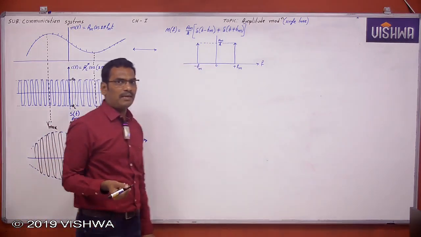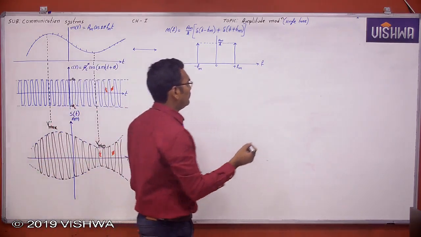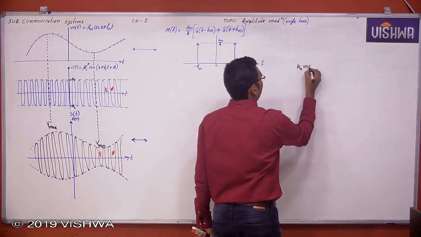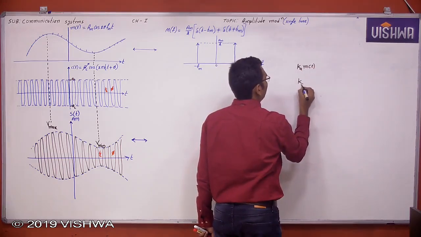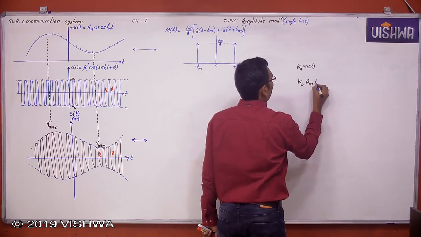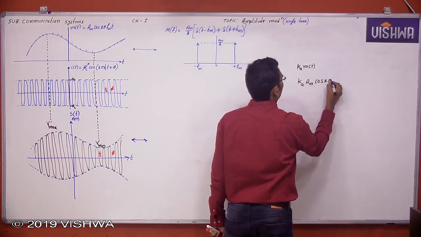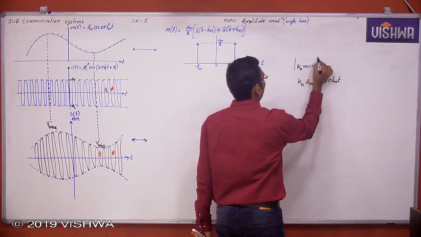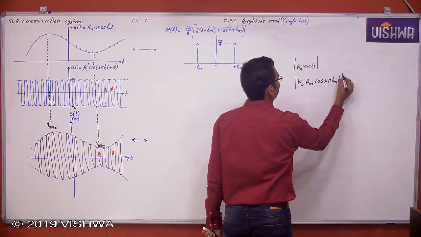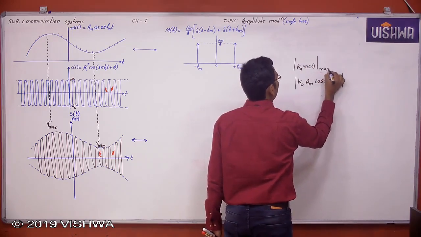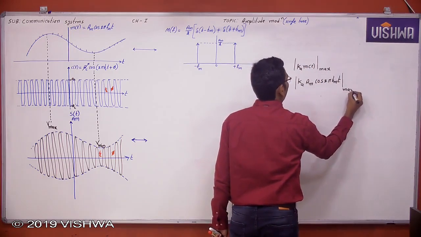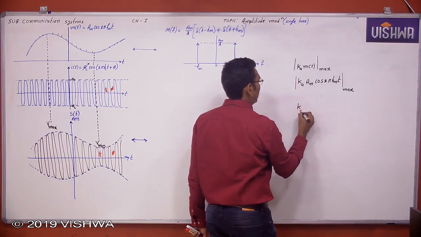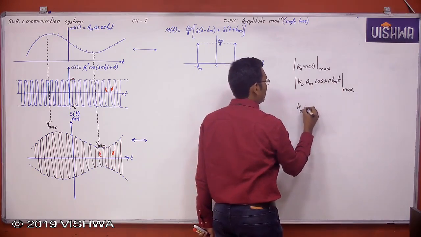Before this spectrum analysis, we'll see one small concept. Ka into m of t. What is m of t? m of t is Am cos 2 pi fm t. Then take the modulus and take the maximum value of this. The maximum value of k into m of t is Ka. The maximum value of this m of t is Am.